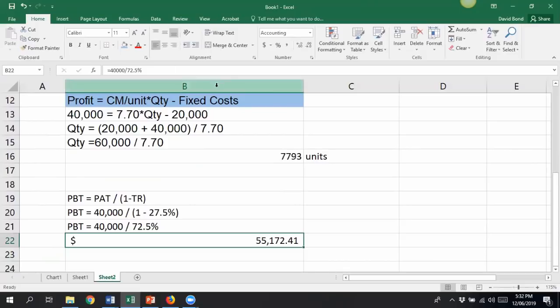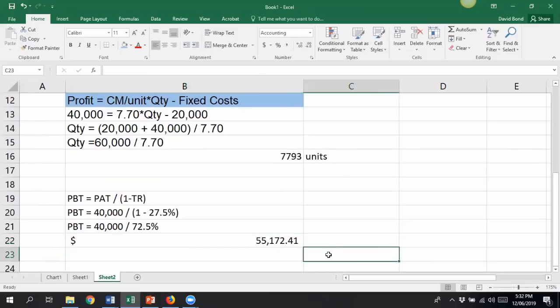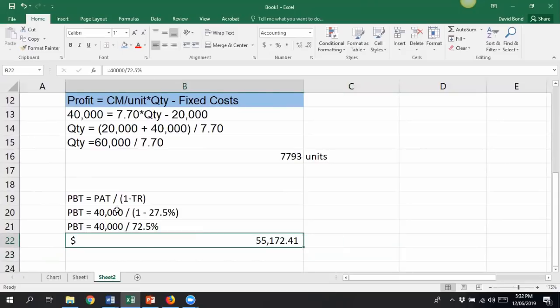Equals 55,172. So the equivalent of an after-tax profit of $40,000 at a tax rate of 27.5% is the equivalent of a before-tax profit of 55,172. And that passes the smell test because it should be bigger.